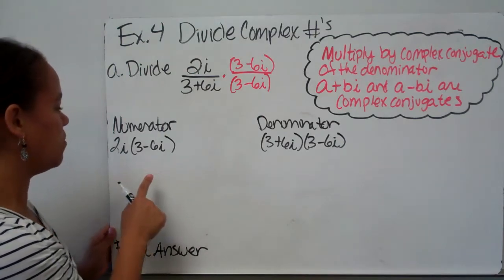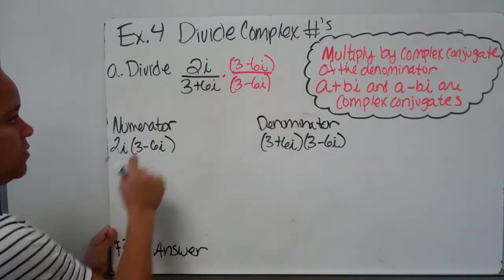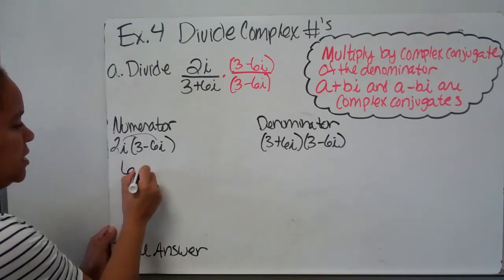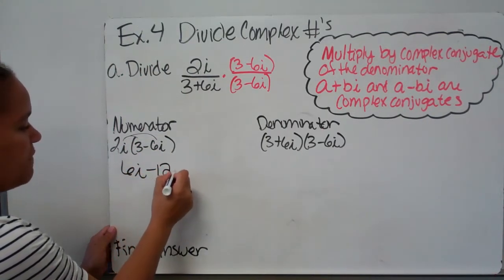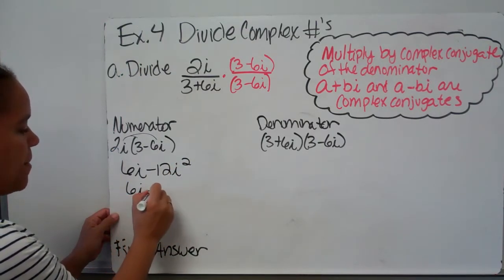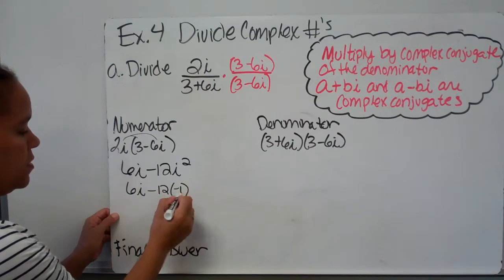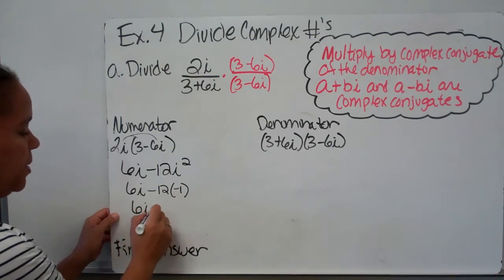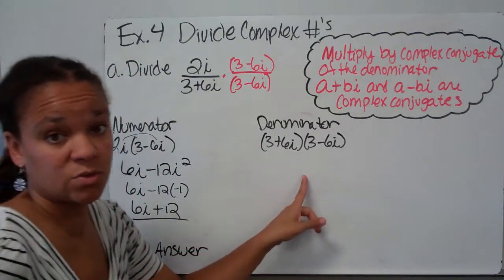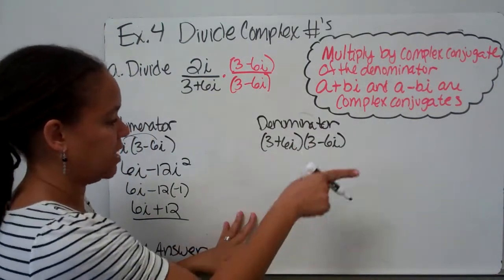So let's look at the numerator. If we do just the numerator, the 2i times the 3 minus 6i, we just do the distributive property. 6i minus 12i squared. Remember that's negative 1. So 6i minus negative 12, so really 6i plus 12. There's my numerator. And then the denominator, notice we're going to have to FOIL.